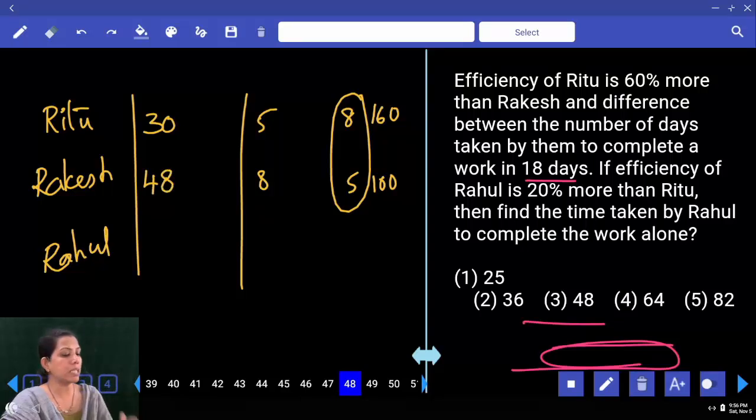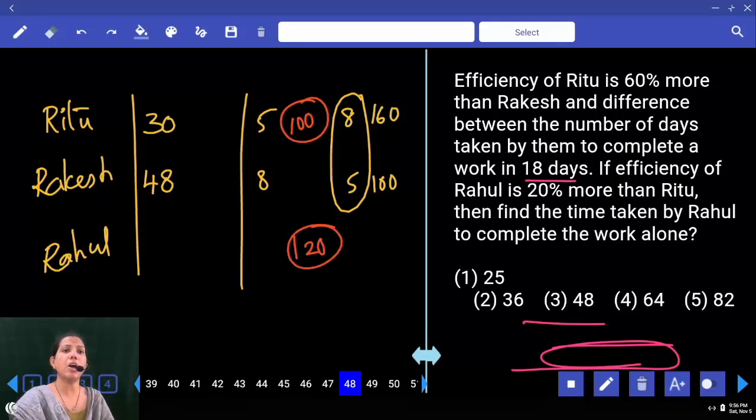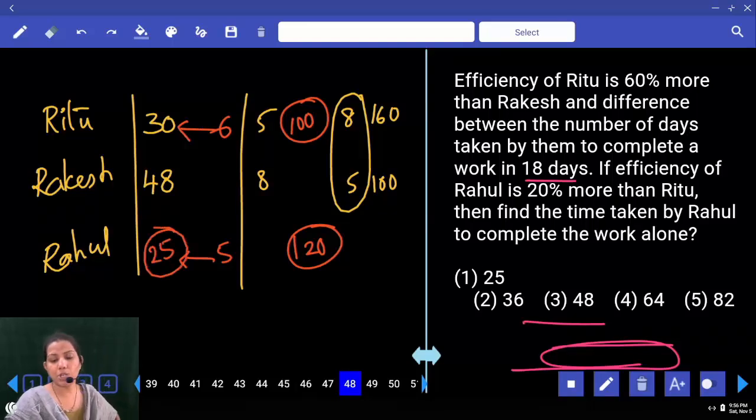And we have a relation between Ritu and Rahul. If efficiency of Rahul is 20% more than Ritu. If Ritu 100, what is Rahul value? 120. So is it efficiency or time? 100, 120 efficiency or time? Efficiency ratio 5:6 means what is their time ratio? 6:5. 6 parts value 30, then 5 parts is equal to 25. So this is your answer. First option.